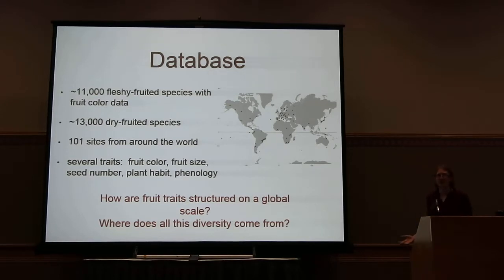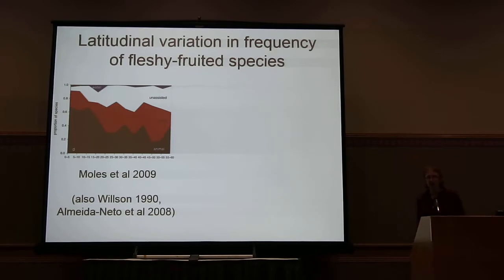So like I said, I'm mostly going to talk about spatial patterns and then how that relates to some evolutionary mechanisms that might be driving them. I've been building this pretty large database with sites from around the world. I'm not going to talk much about it, but we do have a bunch of different traits in there, and we're starting to explore different aspects of this database. But the goal is to look at how fruit traits are structured on a global scale and where all this diversity of fruit color comes from, when in theory it's supposed to be constrained by selection from two major guilds of animal dispersers. So the first big question is just how common is animal dispersal and where is it around the world?